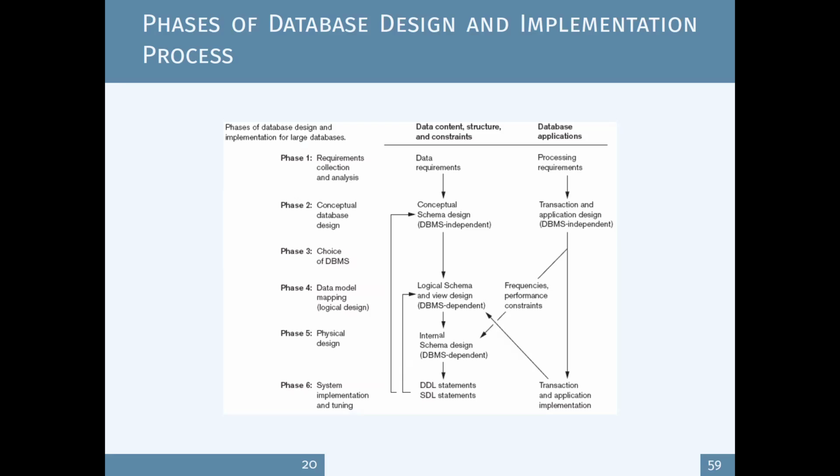And the second part would be the applications. I told you, you have data as well as different applications. So the database applications also come in parallel, right? So focus on phase one. If you focus on phase one, you will see data requirements on the data content side, and on the application side, you have processing requirements. Similarly, if you go to phase two, you have a high-level database design, we call conceptual design. And this design is usually independent of whatever database you are going to use, right? And on the application side, you have to look for transactions.